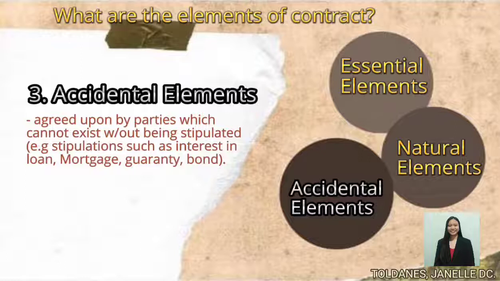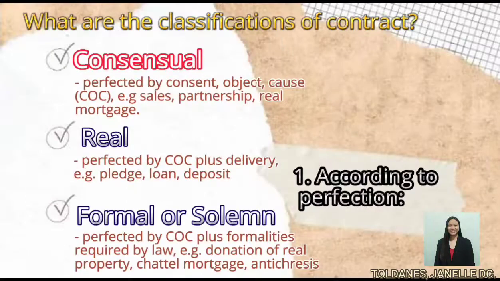It is also the particular stipulations, clauses, terms, or conditions established by the parties in their contracts. After we learn about the nature and the elements of contracts, let us now study about the classifications of contracts. There are three types of classifications according to this tree.